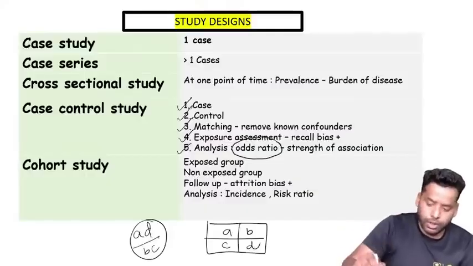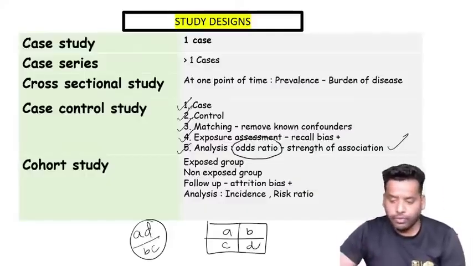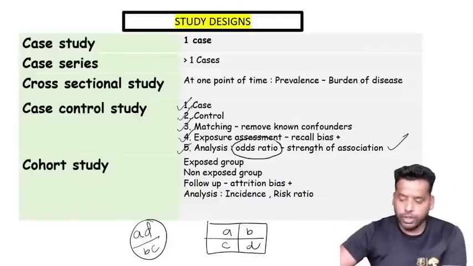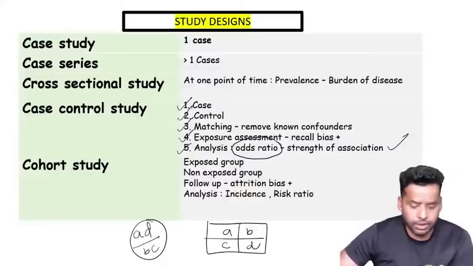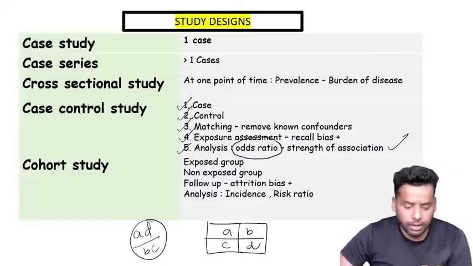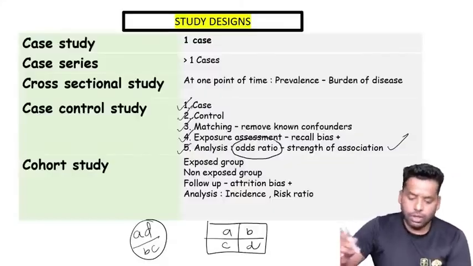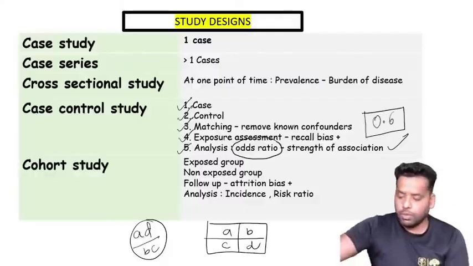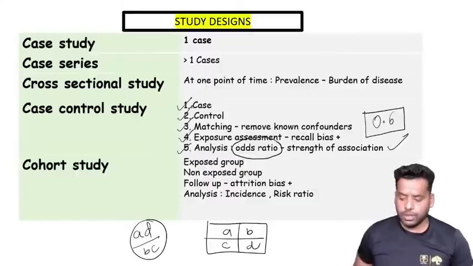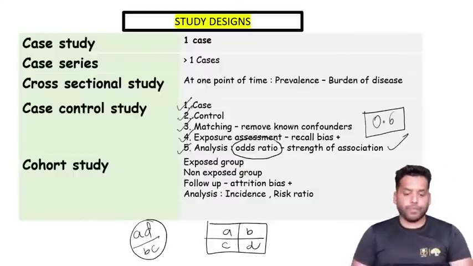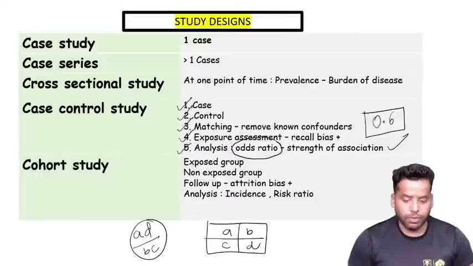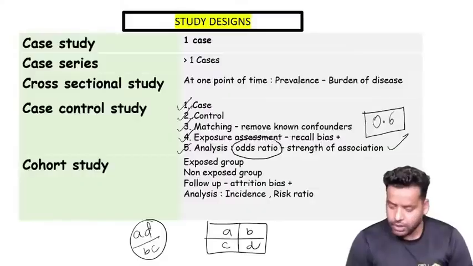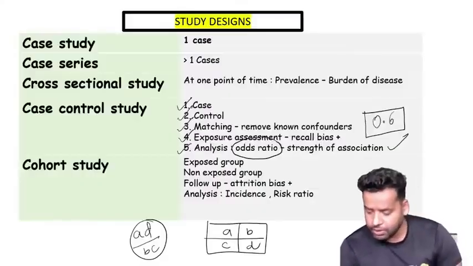If it is more than one, positive association. If it is less than one, negative association. Now tell, odds ratio 0.6. What type of association? Positive association or negative association? Negative association.